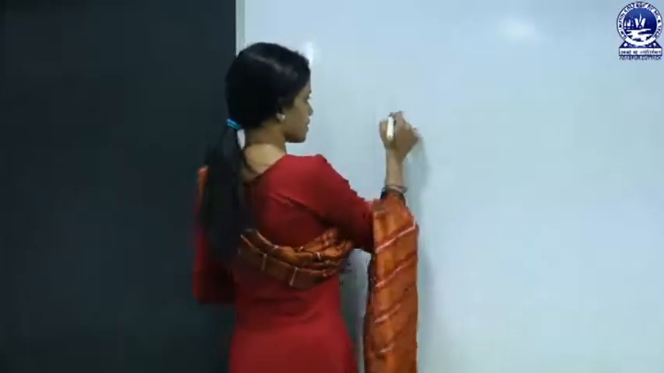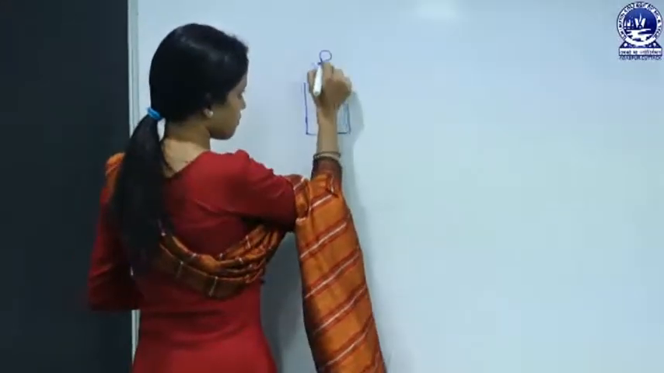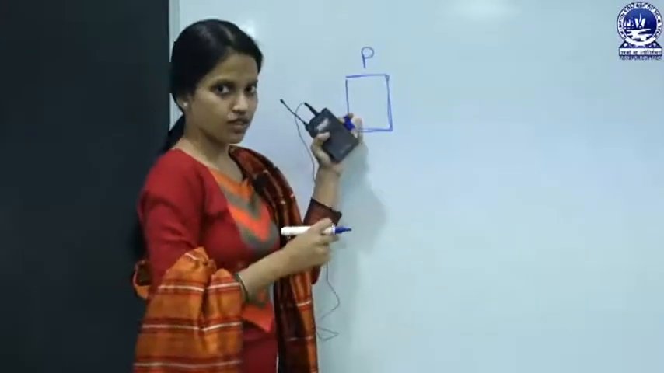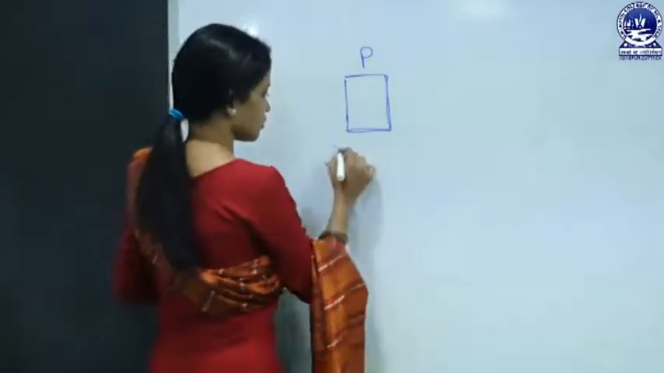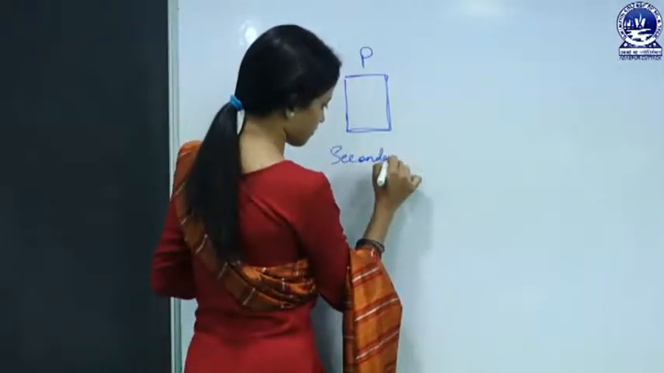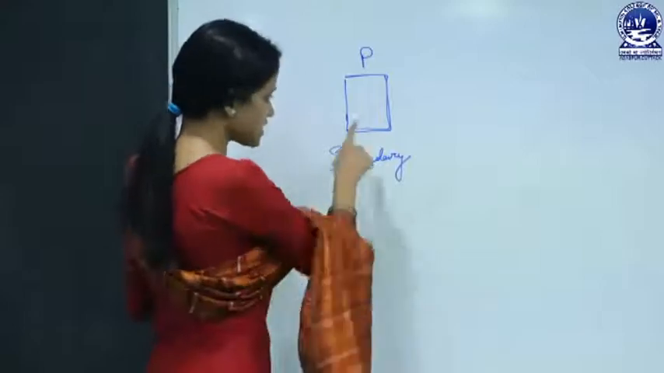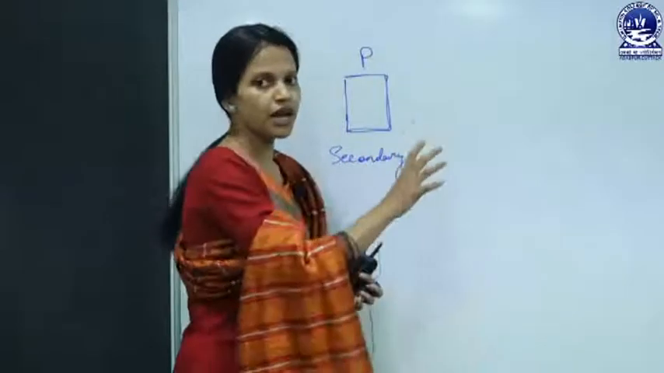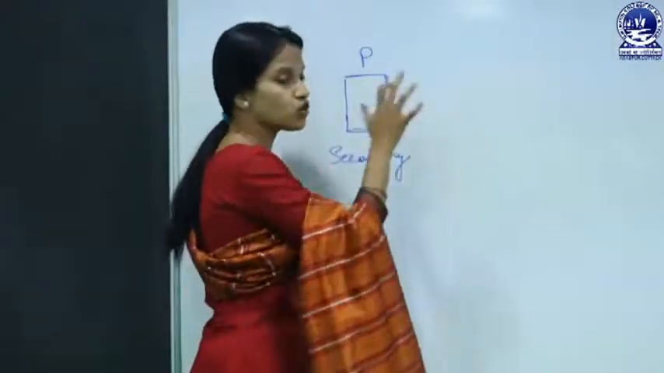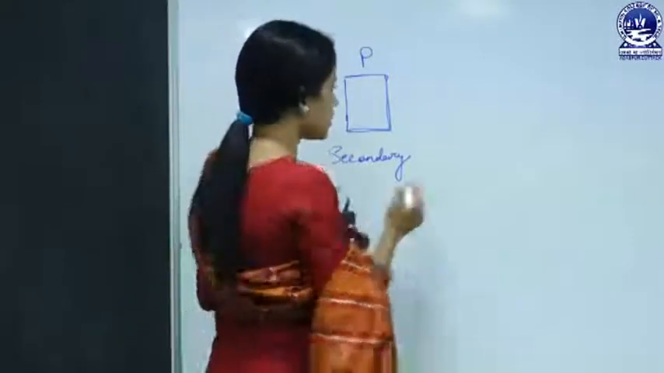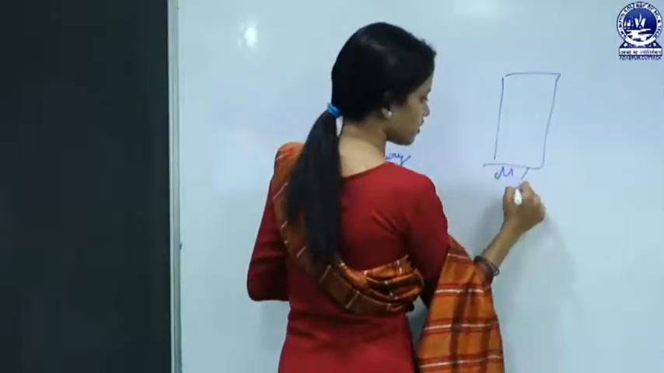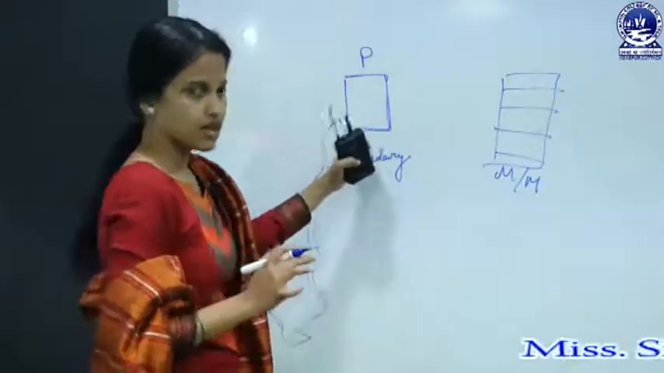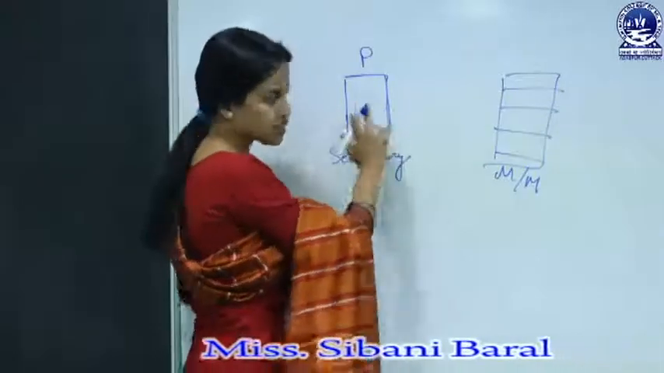Suppose P is a process, and this process is in secondary memory, that is, in the new state. If this process is going to be executed, then it must be in main memory. It must be assigned to the main memory, that is for sure. Here this is our main memory, and this is our process, and when it is going to be executed, it is assigned to the main memory.